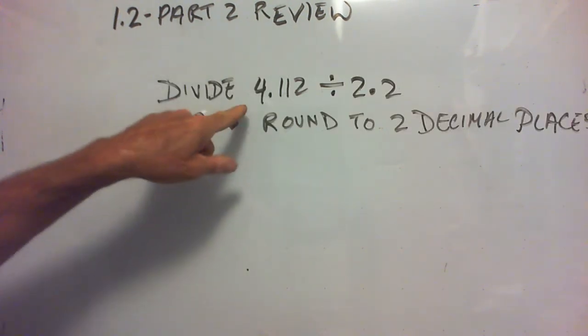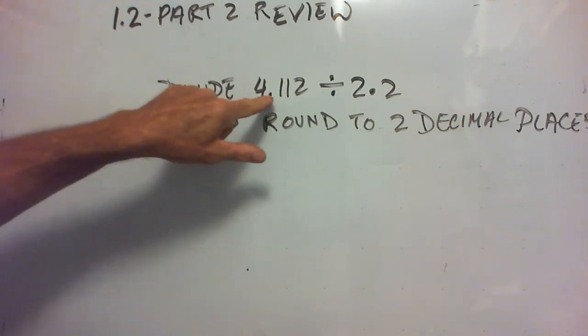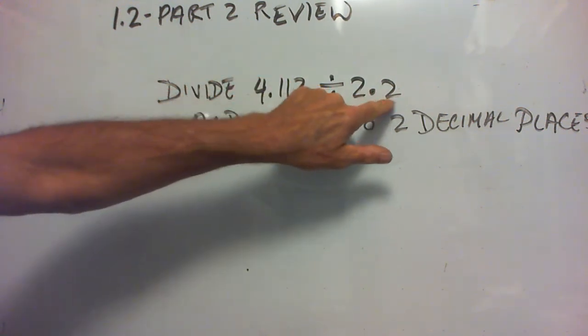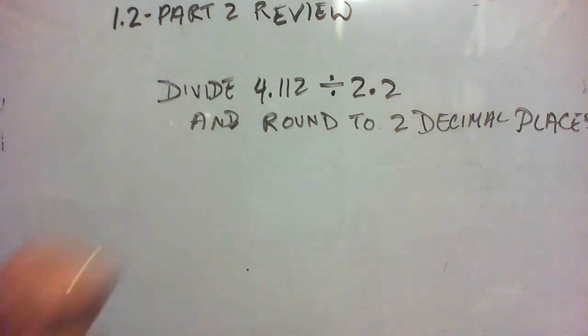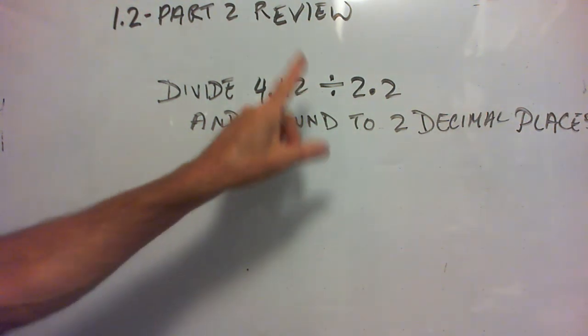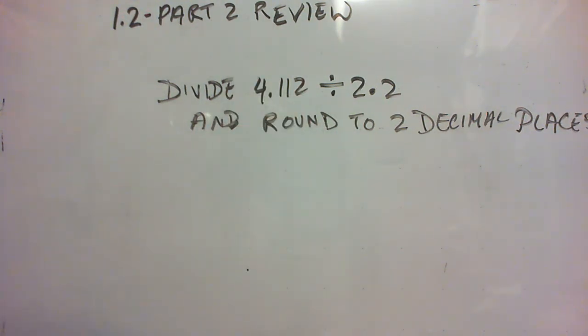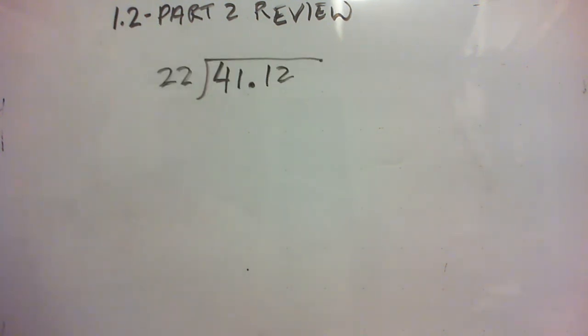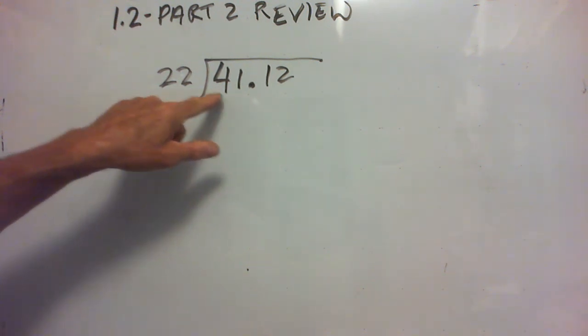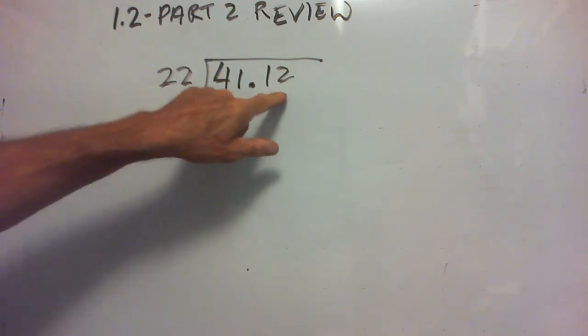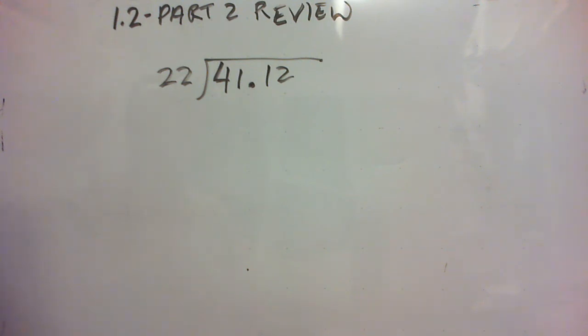Okay, next problem, and this will be the last problem. Divide 4.112 by 2.2 and round the answer to 2 decimal places. So do this long division and come back here and check to see what I got here. So pause the tape and try this. The first thing to do is change it to 41.12 divided by 22. If you haven't done that, make sure and do that before you start.